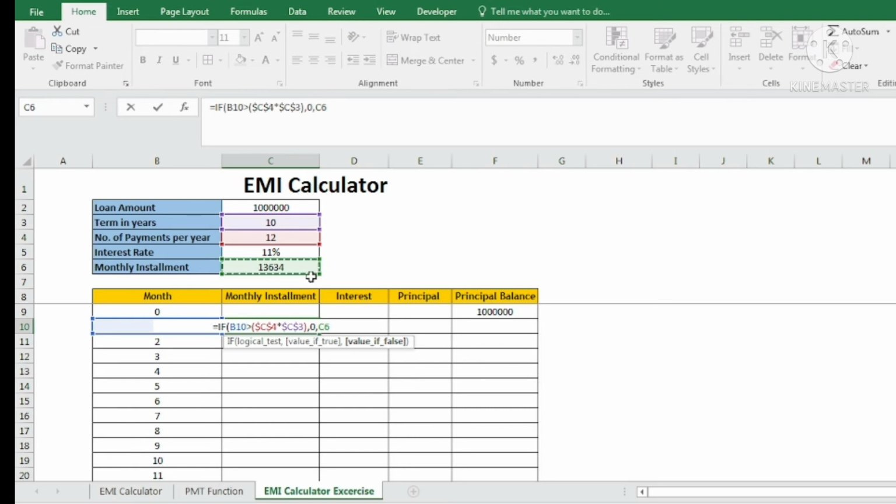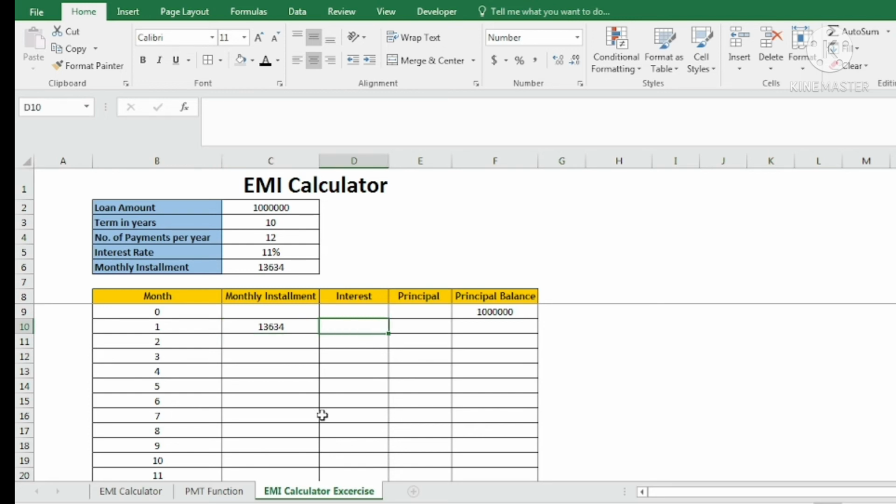So that is the reason I will again lock this cell. The purpose of this if formula is that once the tenure is over, the cells below should show me 0 monthly installment, which is the right case. And then I will complete the formula. Obviously right now in the first year it is 13,364, and in the second year also it will come as 13,364 once we copy the formula down.